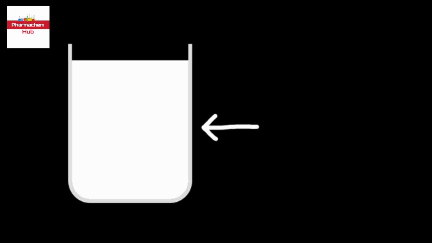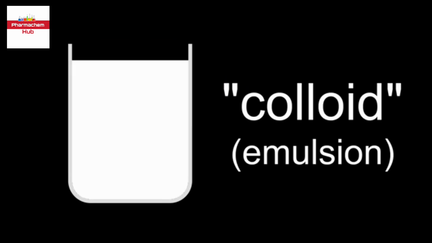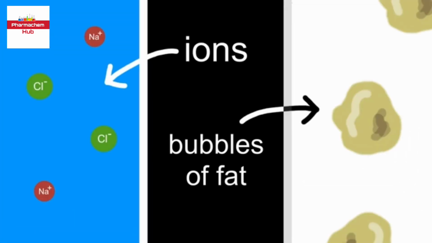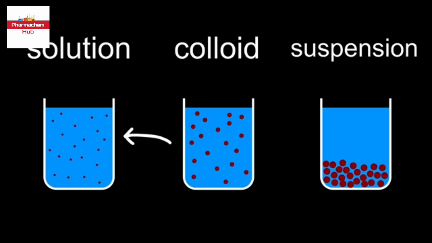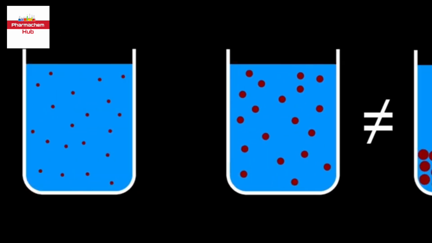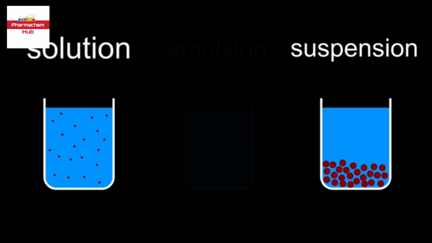Okay, well what about milk? That looks the same everywhere, so it must be homogeneous. No, milk is something we call a colloid, or more precisely, an emulsion. The difference between salt water and milk is that the solute doesn't fully dissolve in the solvent, meaning there are bigger particles than in a solution, but smaller particles than in a suspension. This allows the particles to stay evenly distributed, but not fully dissolved, placing them somewhere between solutions and suspensions.